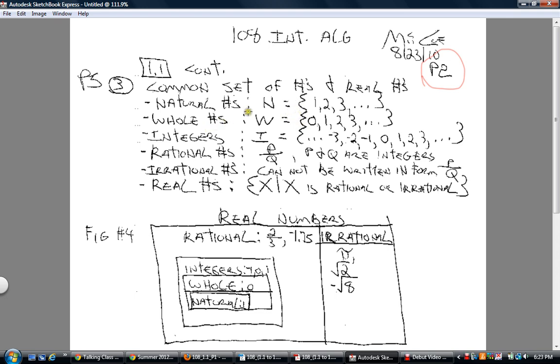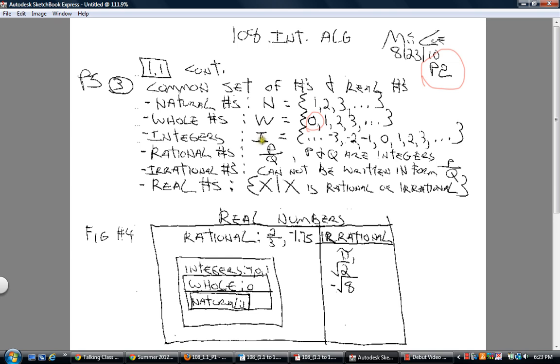Then we got down into whole numbers. Whole numbers are nothing more than 0 being added, and then you add the natural numbers. So keep in mind, natural numbers are a subset. They're within whole numbers. Now watch how this keeps building up here. Look at integer numbers. Now we're using the letter I for integer, W for whole number, N for natural numbers.